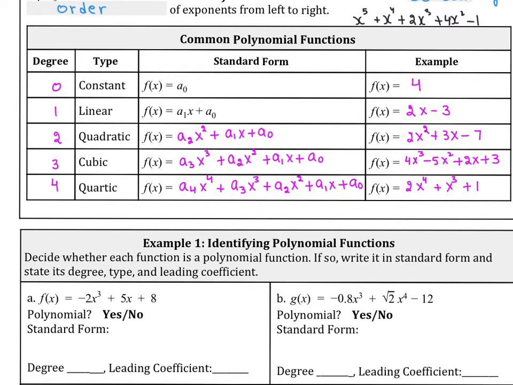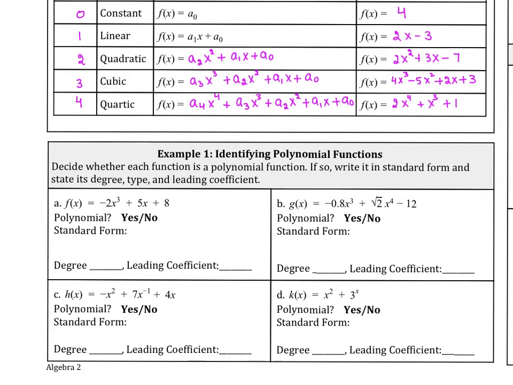You can see that in this one the x squared and x terms are missing. Even though the x squared and x terms are missing, it is still called quartic because the highest degree of this polynomial is 4. Now let's do example number 1. Here we are going to identify polynomial functions.